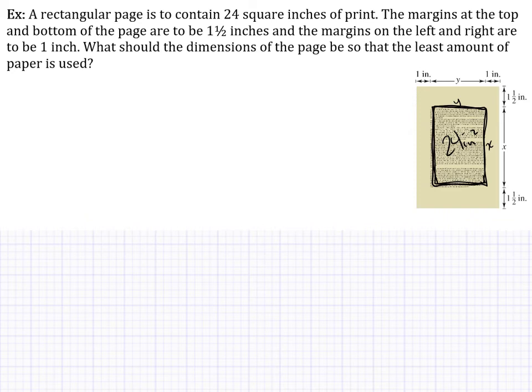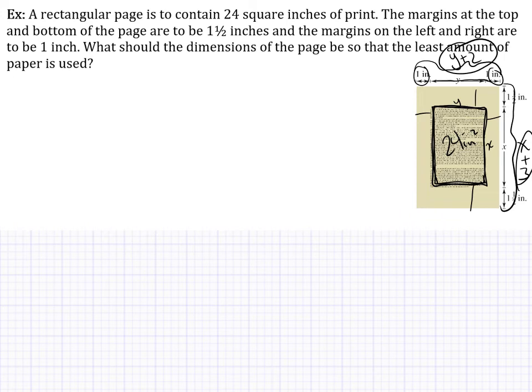The margins at the top and the bottom, though, are specified to be 1 inch on either side and 1.5 inches on the top and bottom. So if you look at the dimensions of the page here and here, if this is y from here to here, and this is 1 inch and this is 1 inch, then this will be y plus 2 inches, and this will be x plus 3 inches. Okay? So we have two things. We have the dimensions of the page and the dimensions of the print.